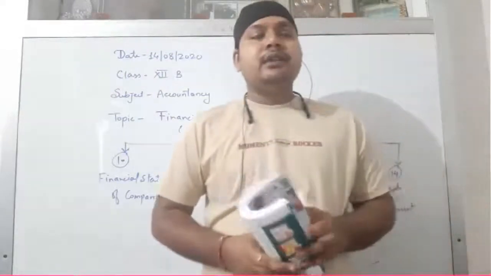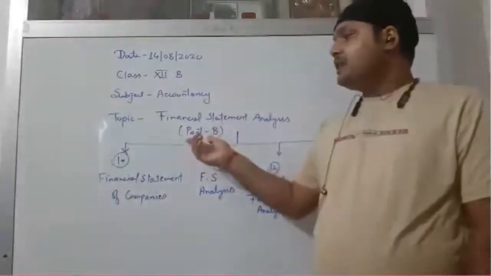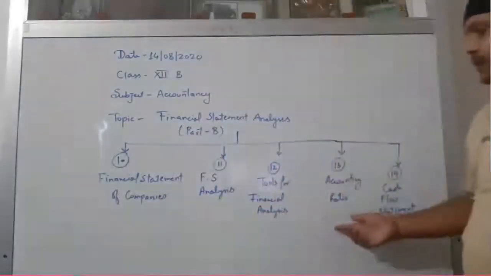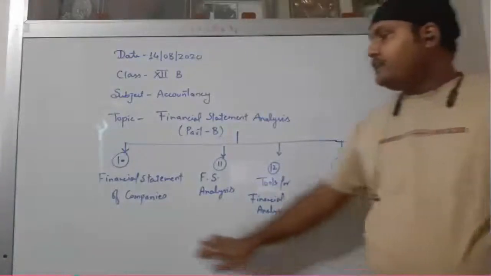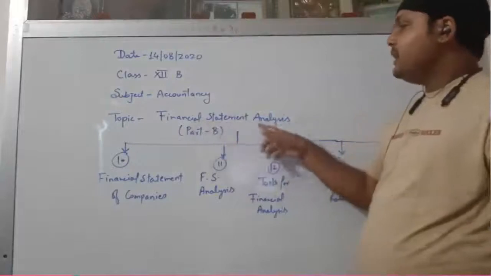If we talk about the nature of Part B, you can see that there are basically 5 chapters, and all five chapters are included under the very important heading, that is financial statement analysis.